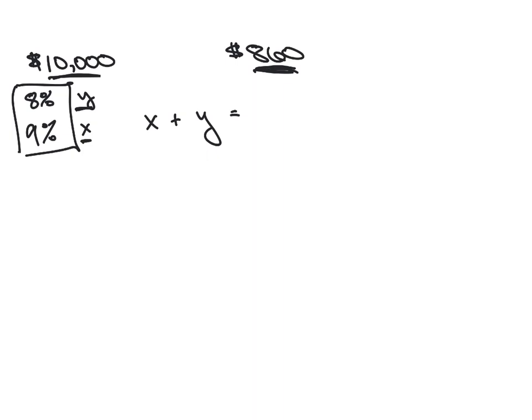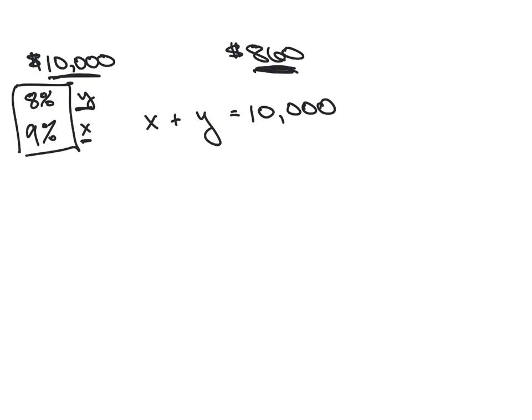So the amount I put in at 9% is X. The amount I put in at 8% is Y. So add those two amounts up, and I get $10,000. That's how much money I invested.